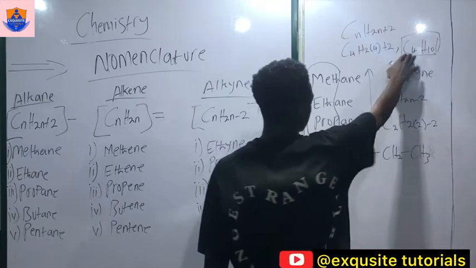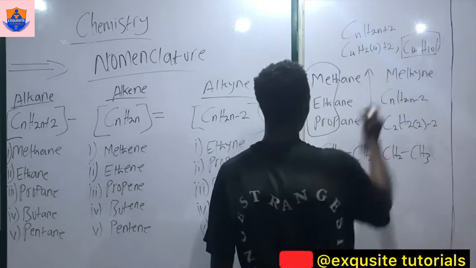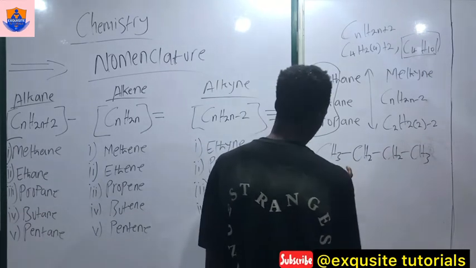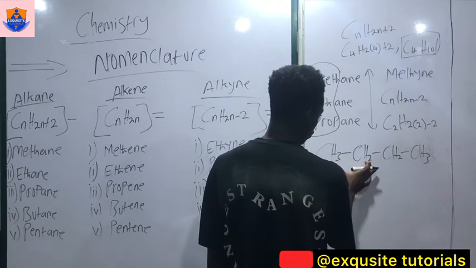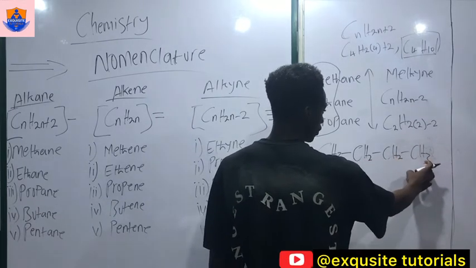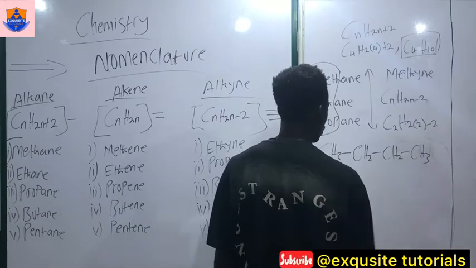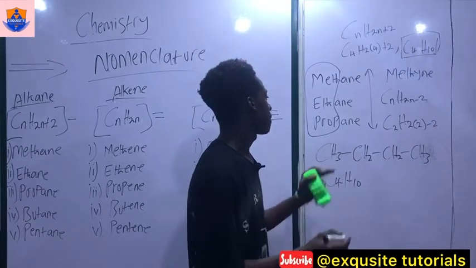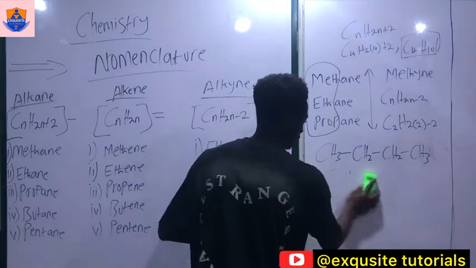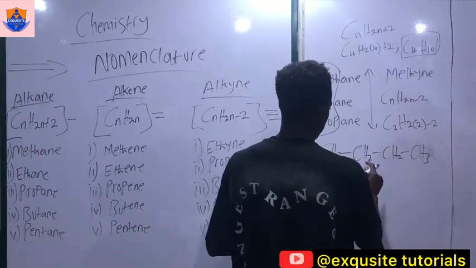Now let's check if this is C4H10 as that. This is 4 carbons, so we have 1, 2, 3, 4. Now, how many hydrogens? We have 3 plus 2, 5 plus 2, 7 plus 3, which is 10. So this is obviously C4H10. So this is a butane molecule. Alright, so now let's make a difference here.